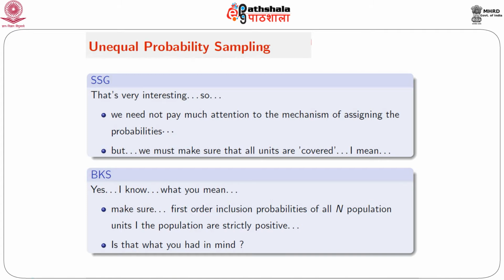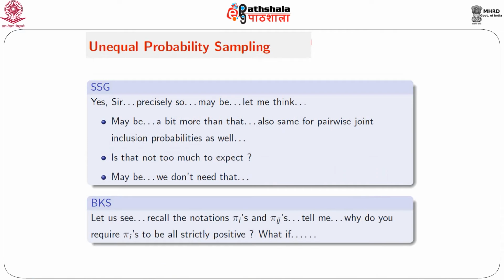Yes, I know what you mean. Make sure the first order inclusion probabilities of all capital N population units in the population are strictly positive. Is that what you had in mind? Yes, sir, precisely so.